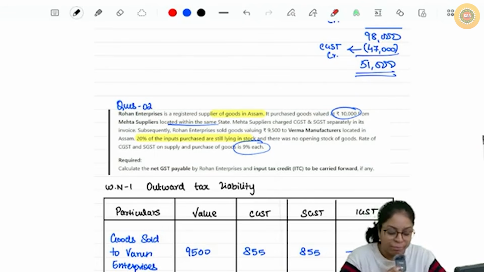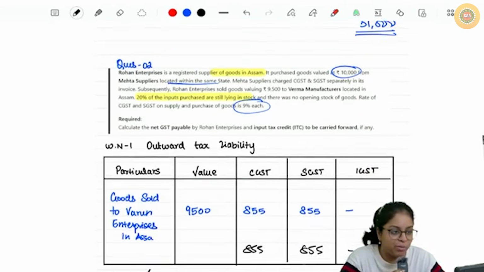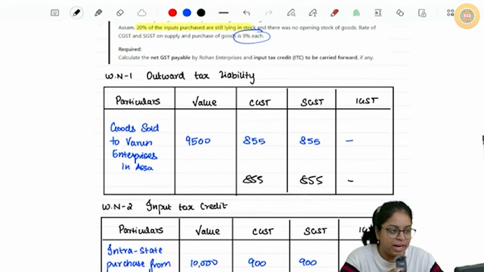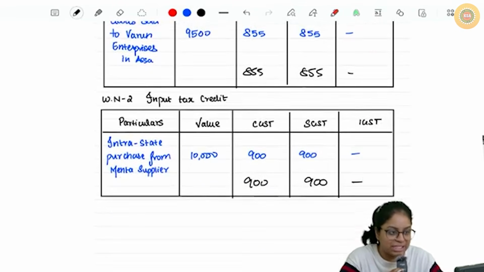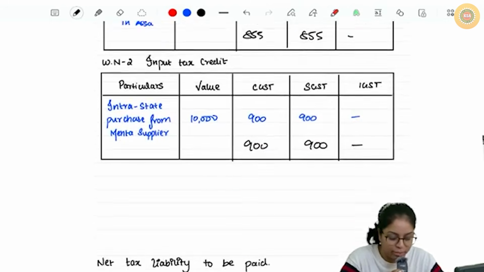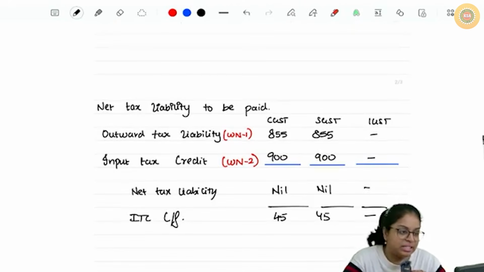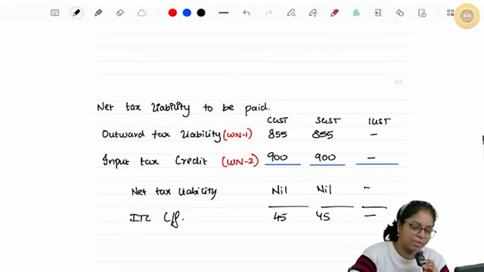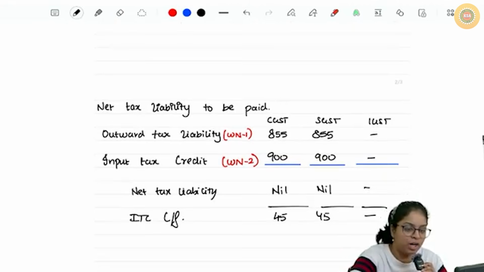Let's move on to the third question. I'll quickly scroll through in case anybody wants to make a quick note of the same. So working note number 1, which is outward tax liability, working note number 2, which is your input tax credit, and the final net tax payable table. So that ends our discussion of question number 2 as well.